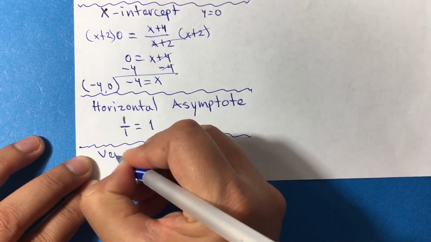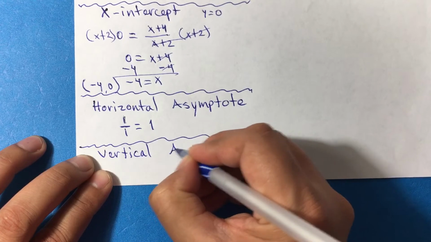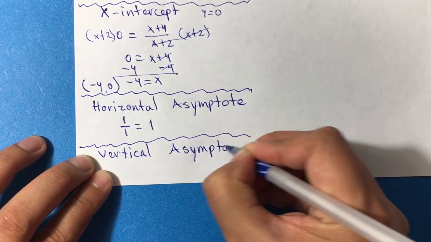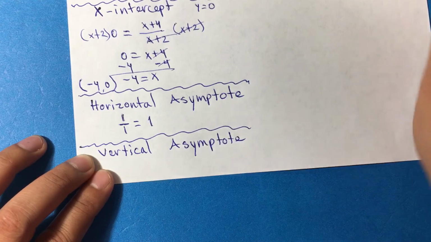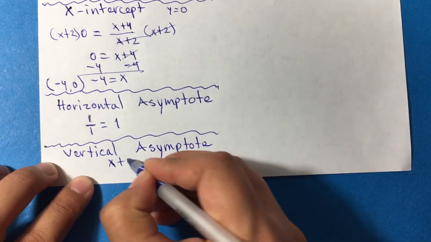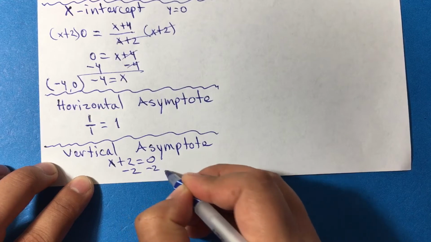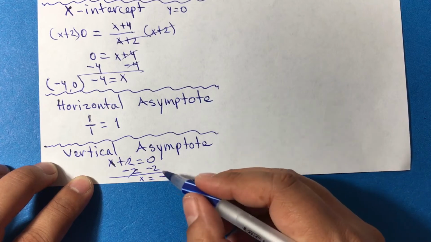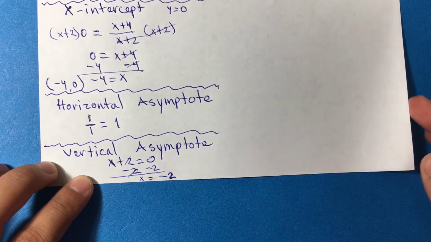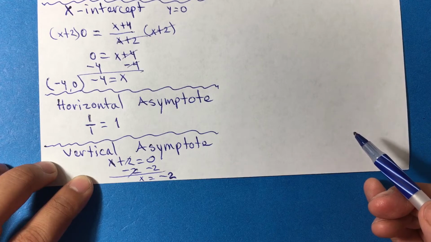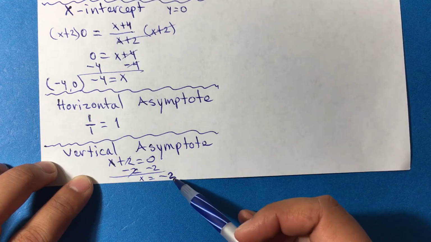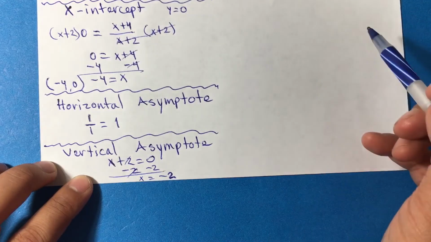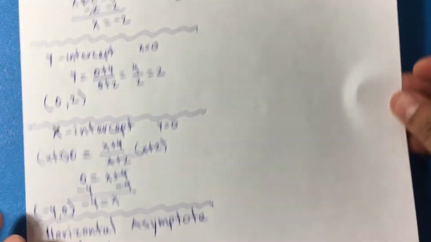For the vertical asymptote, remember that we get whatever is in the denominator and set it equal to 0. X plus 2, so x plus 2 equals 0. We subtract 2 from both sides. And so x is equal to -2. Or we can say x is not equal to -2, because remember that the asymptote is like the graph can approach it, but it can never touch it. Okay, so it's kind of like a horizontal hole and a vertical hole for those asymptotes.